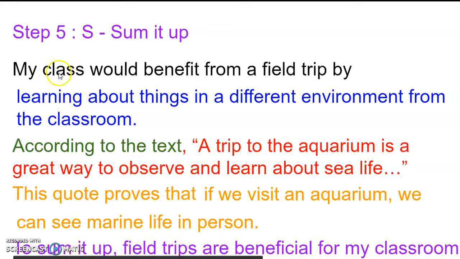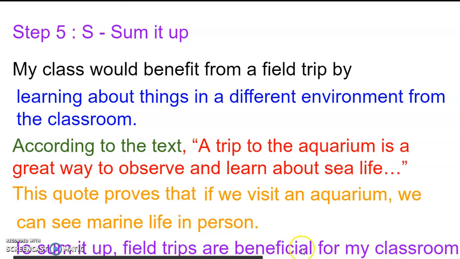And now if I read my whole thing together, this should be one paragraph in the end. So this right here where it says according to the text, it should be over here after this period. But since I did this on a presentation, it's a little bit off. But let's read it as one whole paragraph and see how it sounds. My class would benefit from a field trip by learning about things in a different environment from the classroom. According to the text, a trip to the aquarium is a great way to observe and learn about sea life. This quote proves that if we visit an aquarium, we can see marine life in person. To sum it up, field trips are beneficial for my classroom.